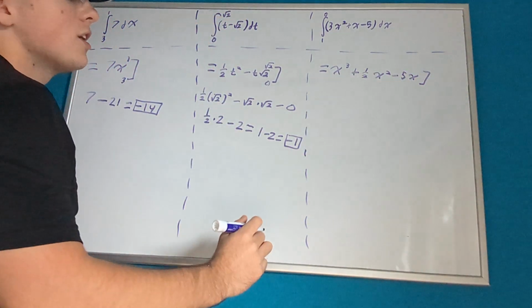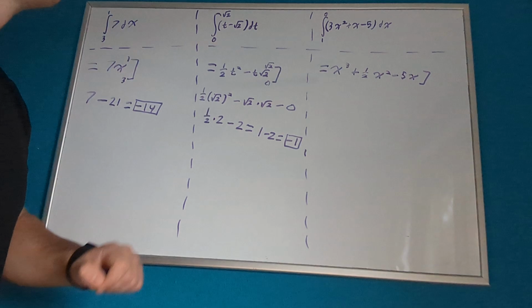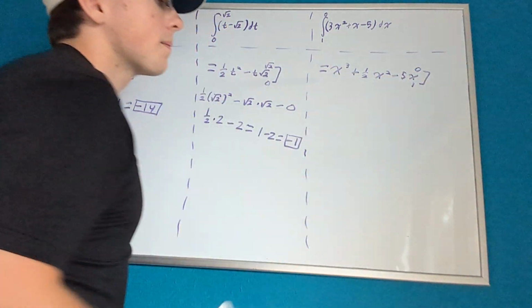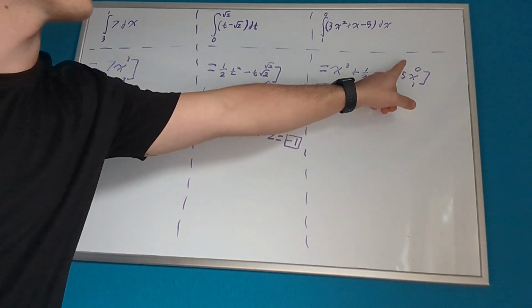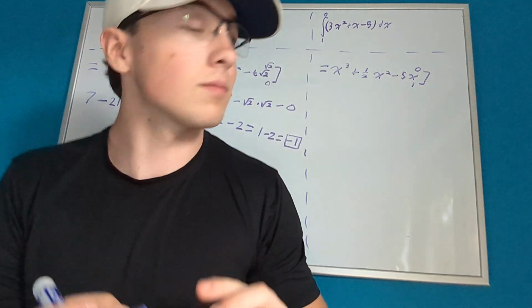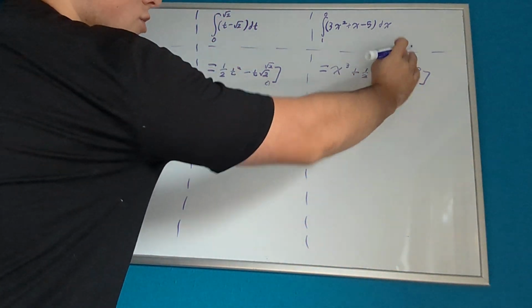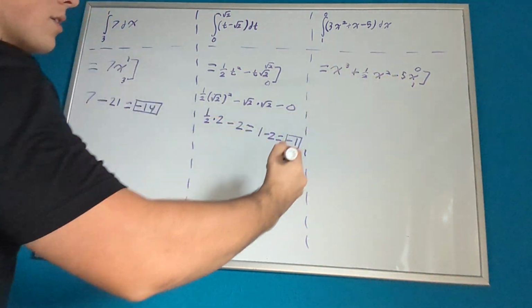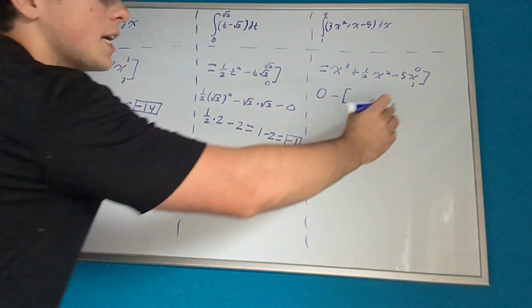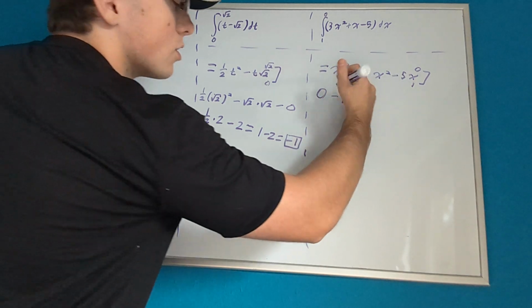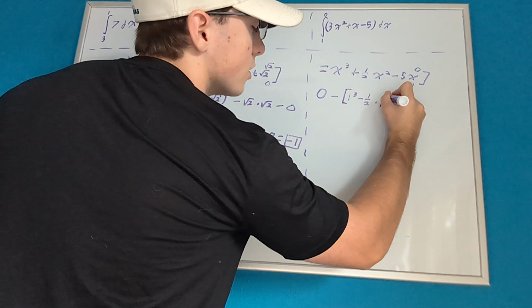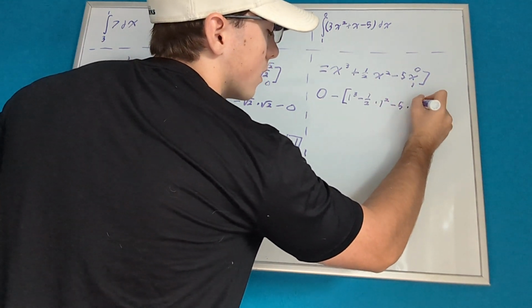And then we add our evaluation sign. Our lower limit of integration is 1, and our upper limit of integration is 0. Then we take our function at the upper limit of integration, but if you plug 0 in here, we just get 0. So we can just say 0 minus, and then we take 1 and plug it in here. So this will be 1 cubed minus 1 over 2 times 1 squared minus 5 times 1.